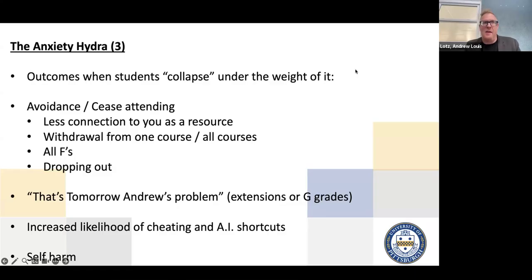G grades can be a really powerful tool for students. We'll talk a little bit about them later, but they can also lead to the next semester being one of intense anxiety and stress for them because of what they're going through.